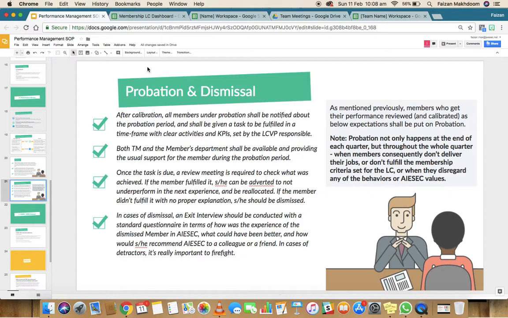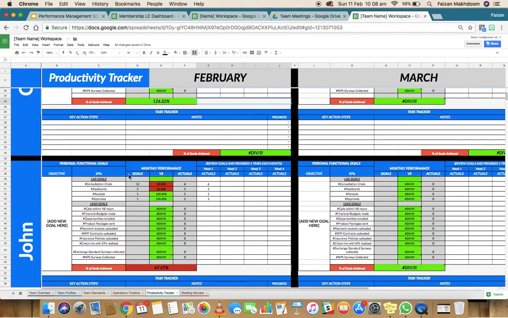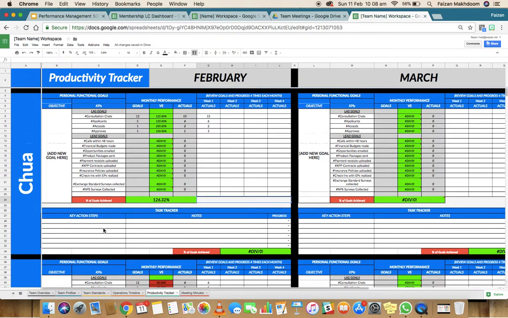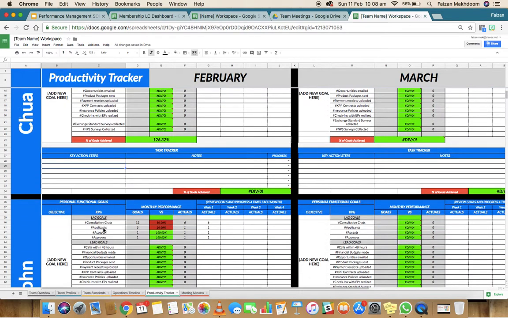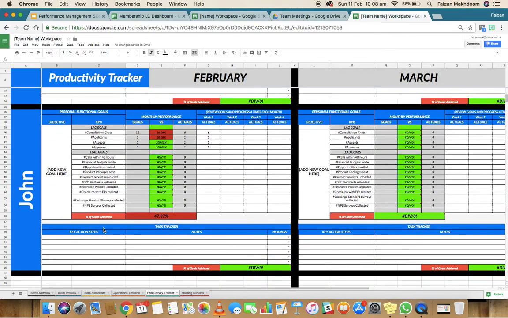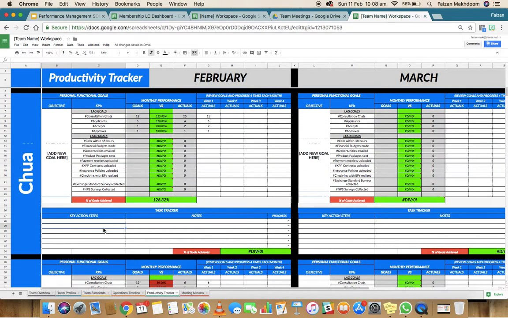In terms of the percent of members achieving their goals, it is important to understand how exactly they can be calculated within a particular team or a portfolio. Percent of members hitting their goals is different from members' productivity percentage. For instance, let's say that this is a team of 2 people, Chua and John.